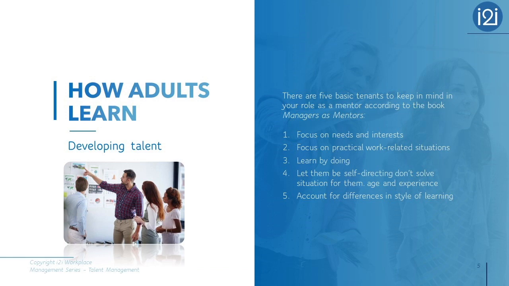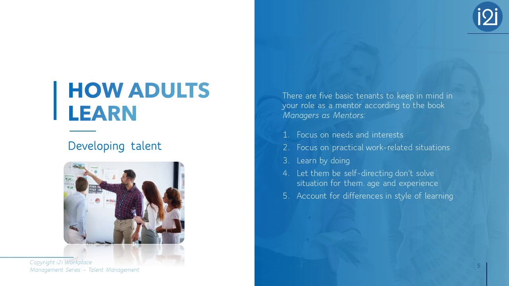In your role as a coach, it's important for you to focus on how adults learn best. There are 5 basic tenets to keep in mind in your role as a mentor, according to the book Managers as Mentors. Number 1, focus on needs and interests. Adults are motivated to learn as they develop needs and interests that learning will satisfy. Therefore, people's needs and interests are the appropriate starting point for mentoring. If they're not interested in the topic, they probably won't be focused or interested in obtaining skills in that area.